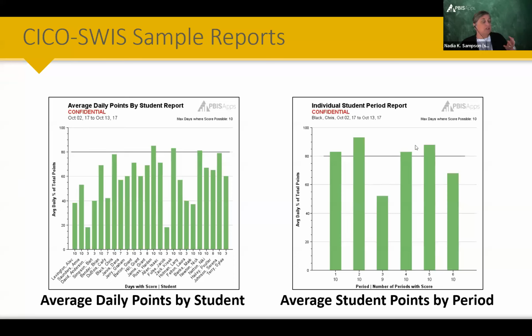Average daily points by student. You can look at individual period reports. So across a student's day, how well are they doing across those different periods? And when I say period, if you're in elementary school, those periods might be divided up by block 1, block 2, block 3, block 4. Maybe everybody does reading in the morning, then they have math, and so there are different ways to set up the template for your school so that it makes sense.